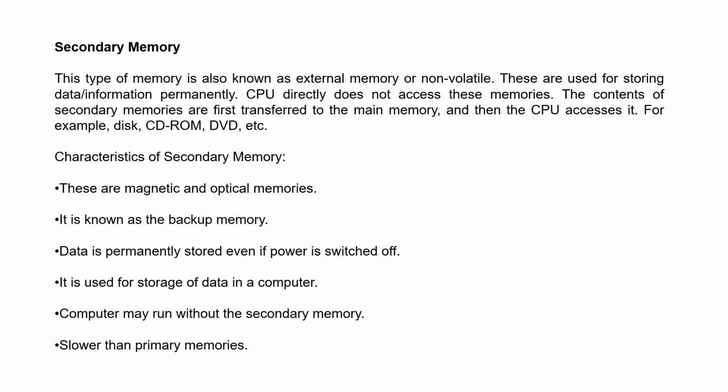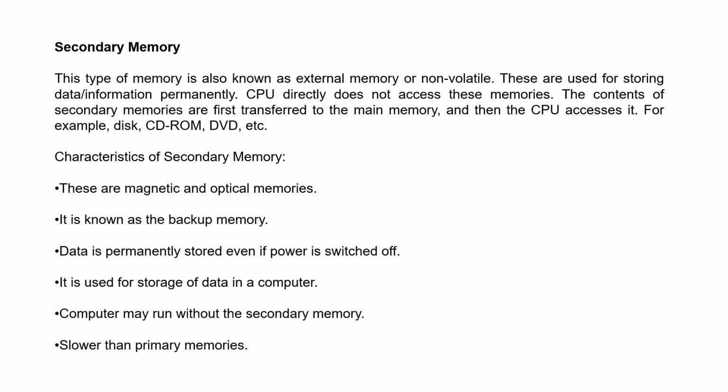Next is the secondary memory. This type of memory is an external memory, and it is also non-volatile. This is used for storing data or information permanently. The CPU cannot access these memories directly. The contents of the secondary memories are first transferred to the main memory and then the CPU accesses them. For example, this type of memory includes hard disk, CD-ROM, DVD, etc.